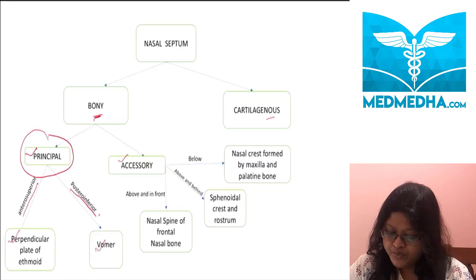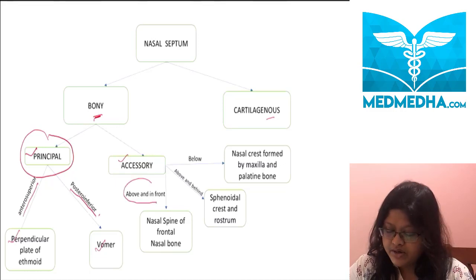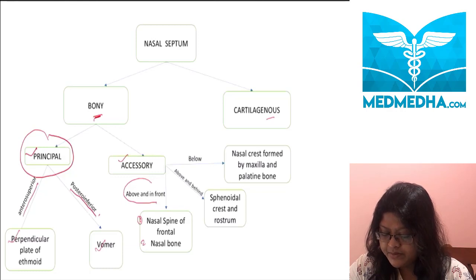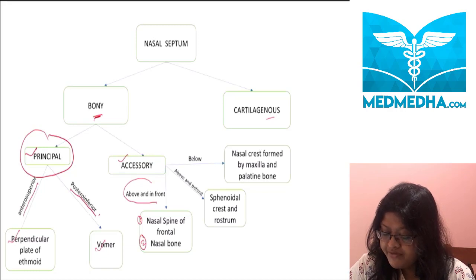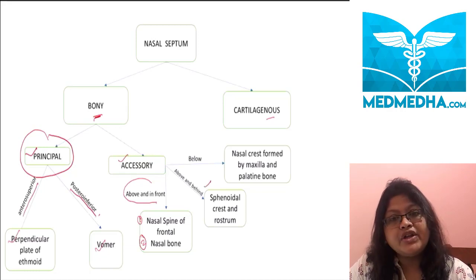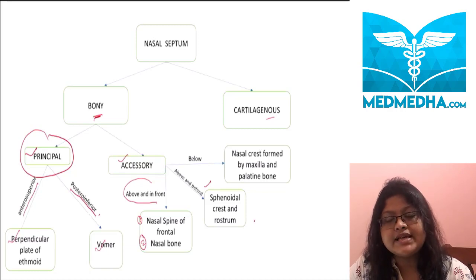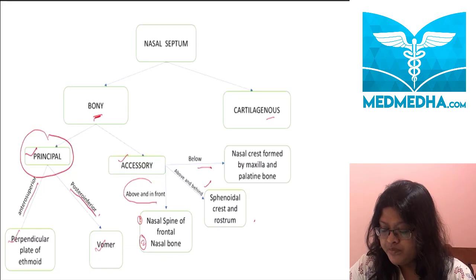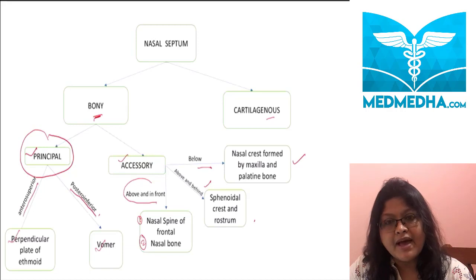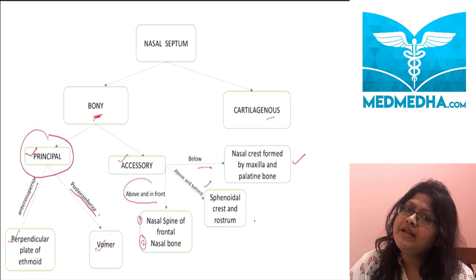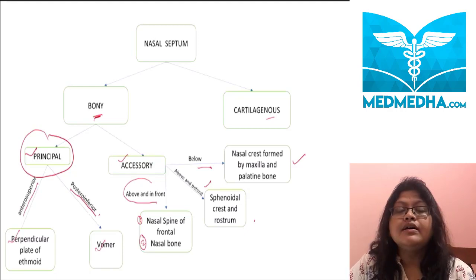Of the accessory bones, above and in front, we have the nasal spine of the frontal bone and the nasal bone. Above and behind we have the sphenoidal crest and the rostrum. And below we have the nasal crest formed by the palatine process of the maxilla and the perpendicular plates of the palatine bone. So, this is the bony part.